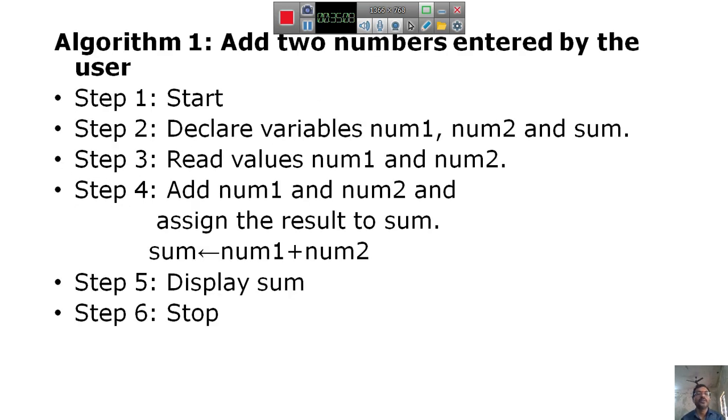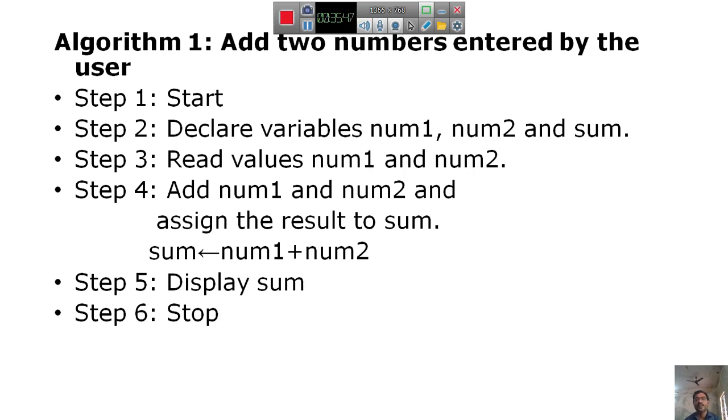In that one, first of all we have to write start. The first step should always be start, and the last step should be stop. The steps are written in between this start and stop. So the algorithm always begins with start and ends with end or stop.